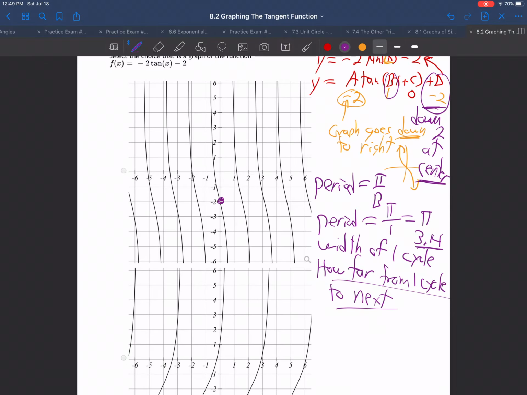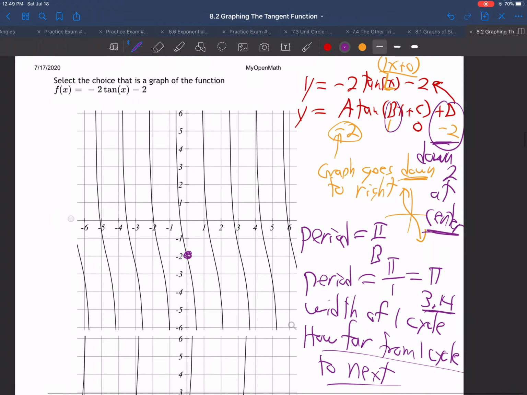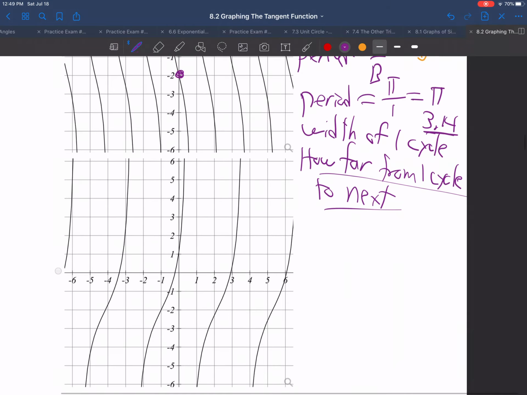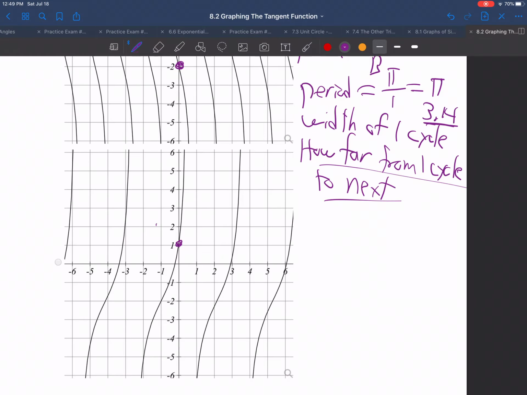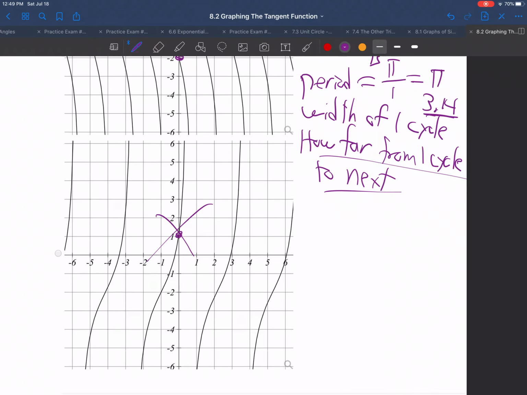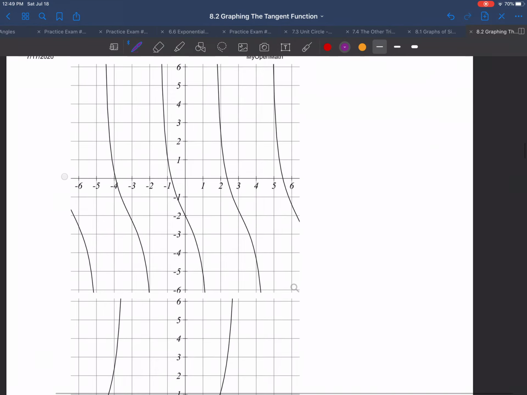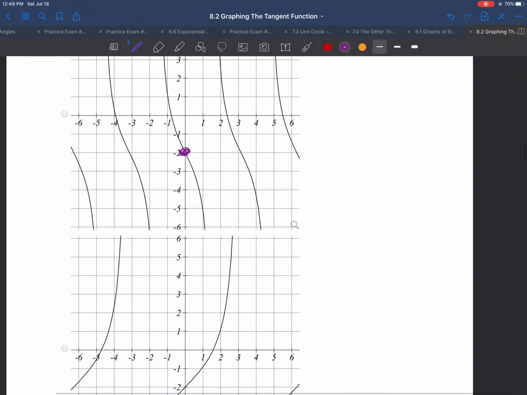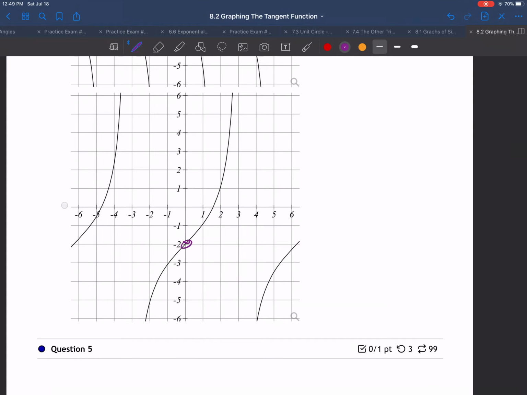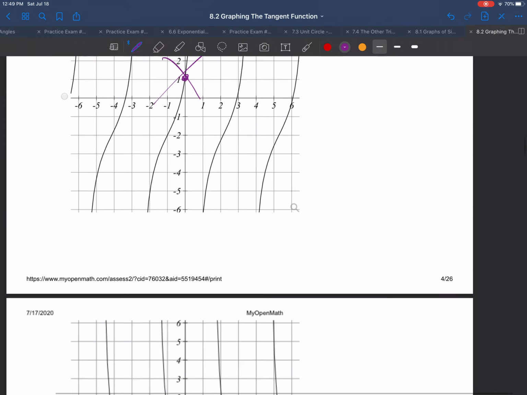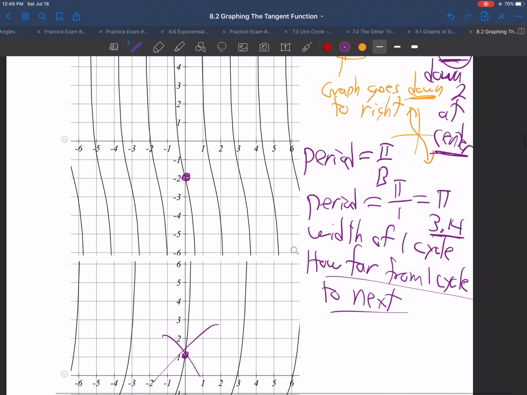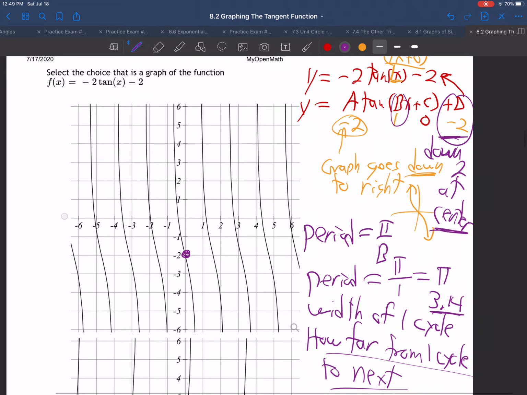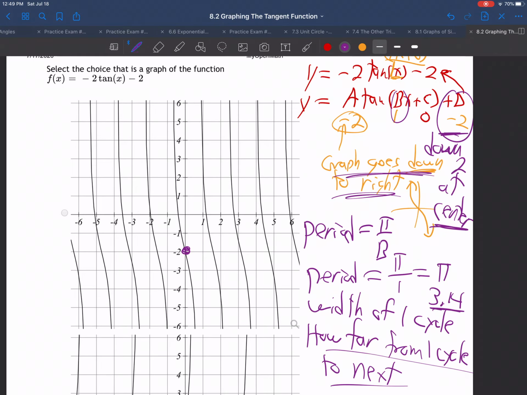Well, this one's down 2 at the center. This one is at up 1, so no way. It's at up 1 at the center. This one's down 2 at the center. And this one's down 2. So 3 of them are down 2. 3 of them are still in the running. That one's out. Okay. Now also this graph is supposed to go down to the right.